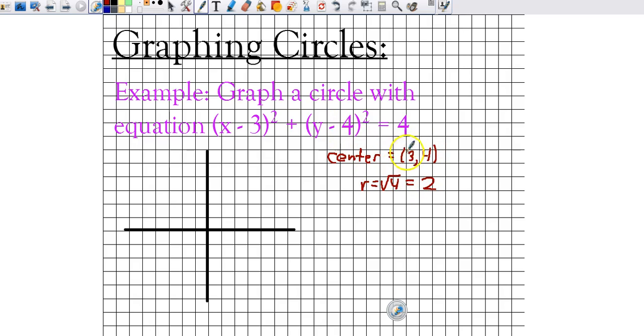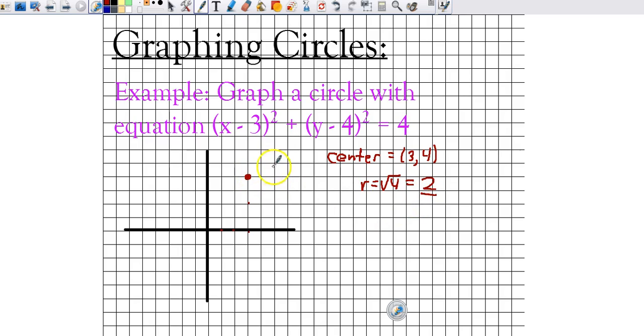So the first step to do this is you want to plot the center. So you want to plot 3, 4. So go right 3, 1, 2, 3, go up 4, and that's your center. That's actually not on the circle. That's inside of the circle. But we use that to count out the radius.